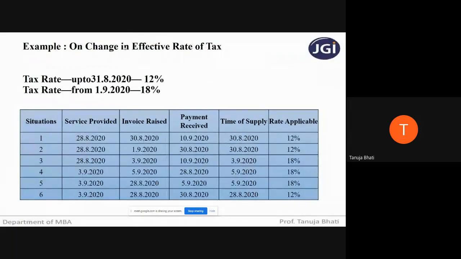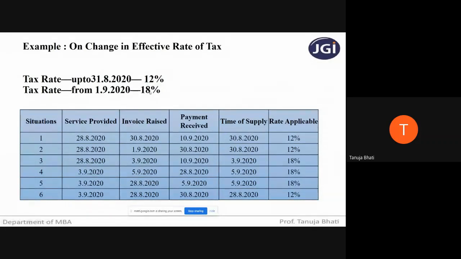So suppose up to 31st August, tax on a particular commodity was 12%. From 1st September, government says that no more 12% will be applicable on that particular commodity. We are going to charge 18% on that commodity. So when there is such a change, what is the rate of tax that you are going to consider if any transaction is happening between this period?